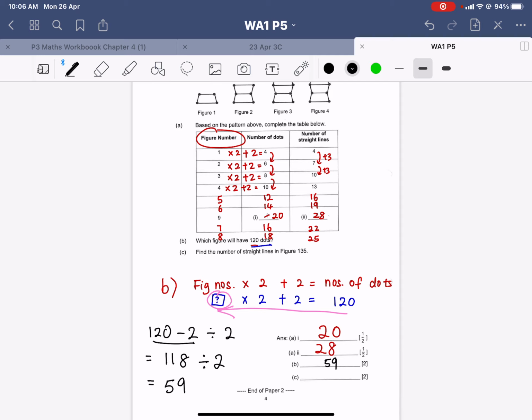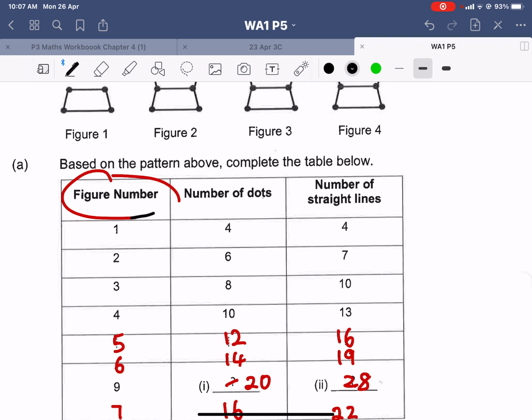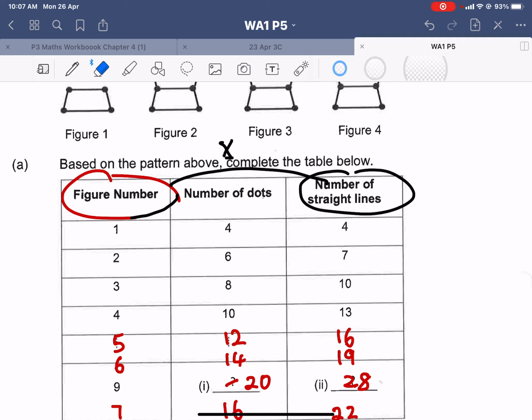Okay, now the next thing would be find the number of straight lines in figure 135. Okay, now this one is a little tricky, takes a little bit more time to figure out the pattern. It gets a little messy, so I erase the table to help us see better. Now we are trying to see how this figure number and this number of straight lines can be connected with a cheat code. Alright, a lot of trying here and there. But then with patience actually it can be found.